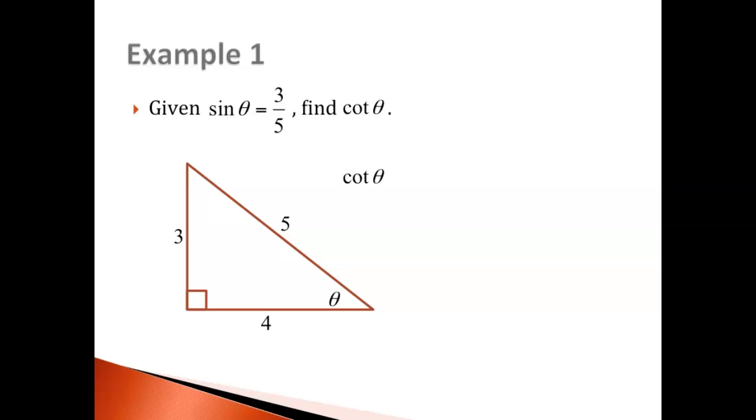So cotangent of theta, remember that's the reciprocal of tangent. Tangent, remember, is the opposite over adjacent. So cotangent is going to be the reciprocal of that, so that's the adjacent side over the opposite side, which is going to be, in this case, 4/3.